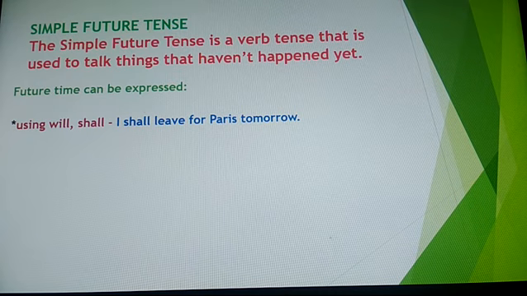I shall leave for Paris tomorrow. So has he left? No. When is he leaving? Tomorrow. Okay. So shall is future tense. Future tense is indicated by shall and will.